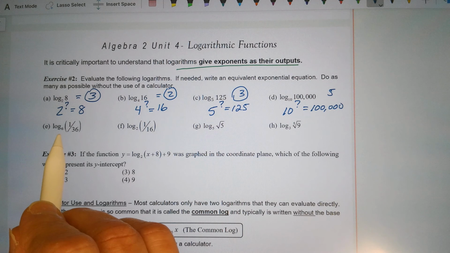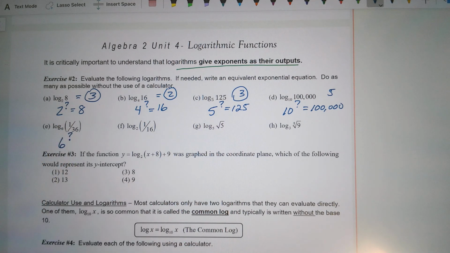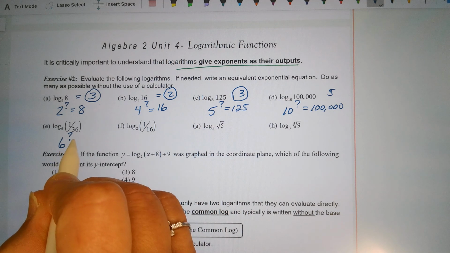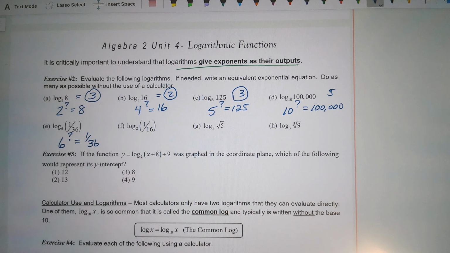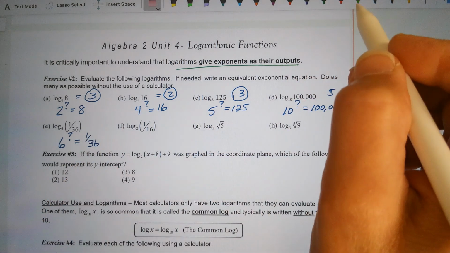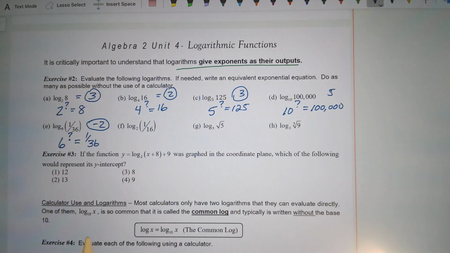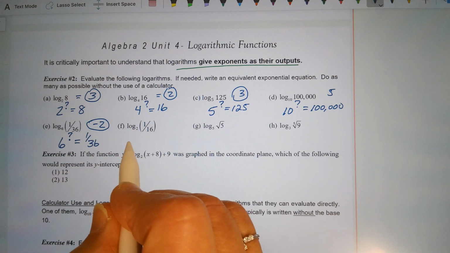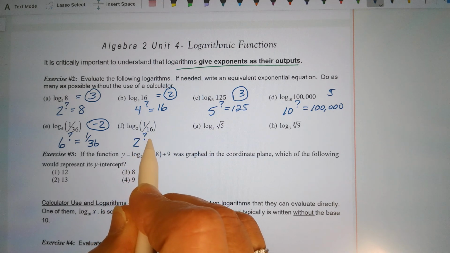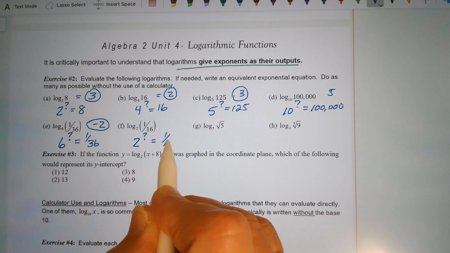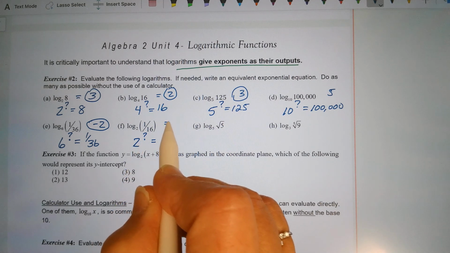Log base 6 of 1/36, 6 to what exponent? These are question marks that I'm writing there. 6 to what exponent will result in 1/36? And that is negative 2. Log base 2 of 1/16, 2 to what exponent would result in 1/16? Well, we know 2 to the power of 4 is 16, so negative 4.